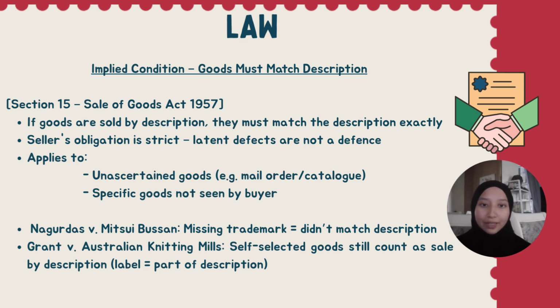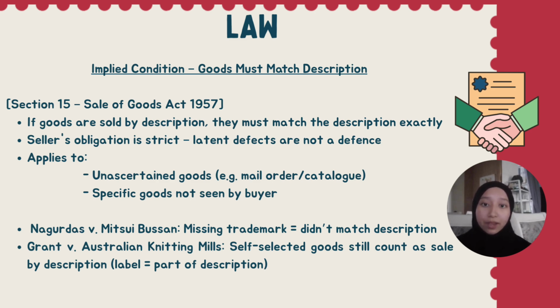Next, I'll be explaining the topic of implied condition by description under Section 15 of the Sale of Goods Act 1957. Under this section, when goods are sold by description, there is an implied condition that the goods must exactly match that description. This rule protects the buyer, and the seller's obligation is strict, meaning that even if the defect is hidden or unknown, it's still considered a breach.